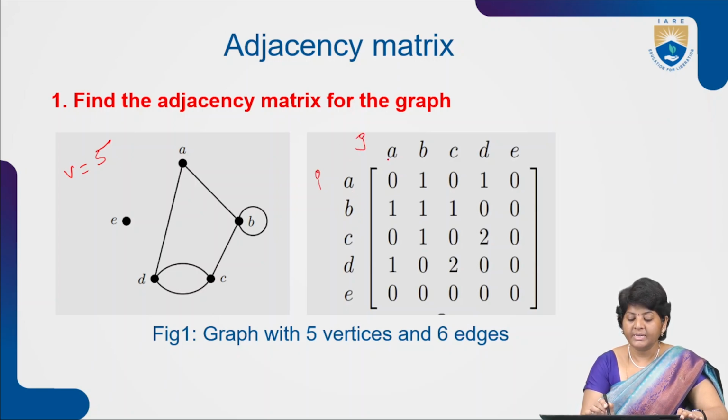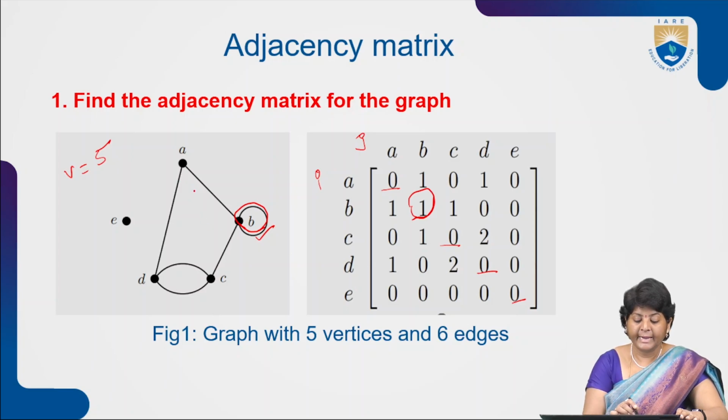So here, a self loop is not there for A, C, D, E. So we will mark it as 0: AA, CC, DD, EE. There is no self loop. But for B, there is a self loop. So for BB, we mark it as 1.